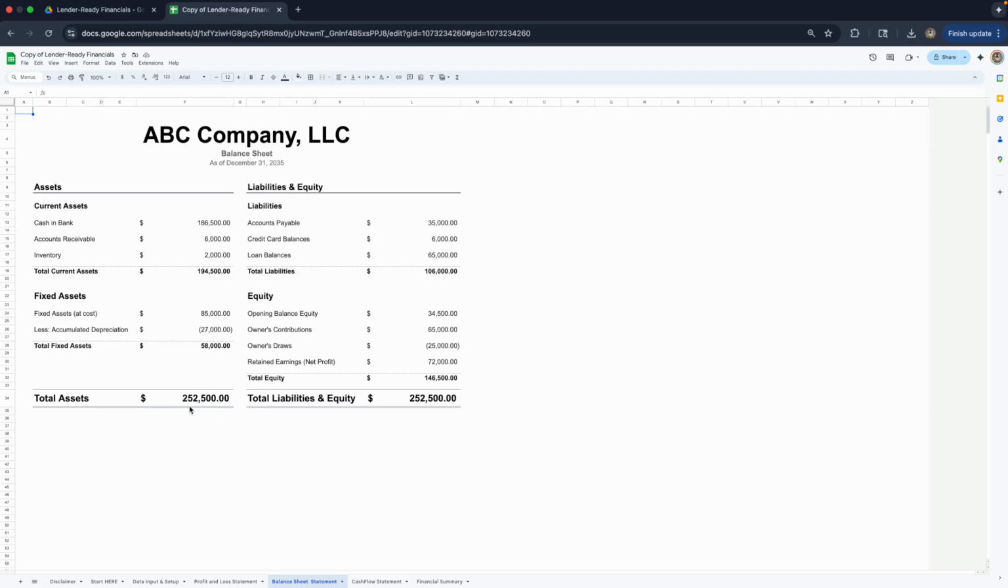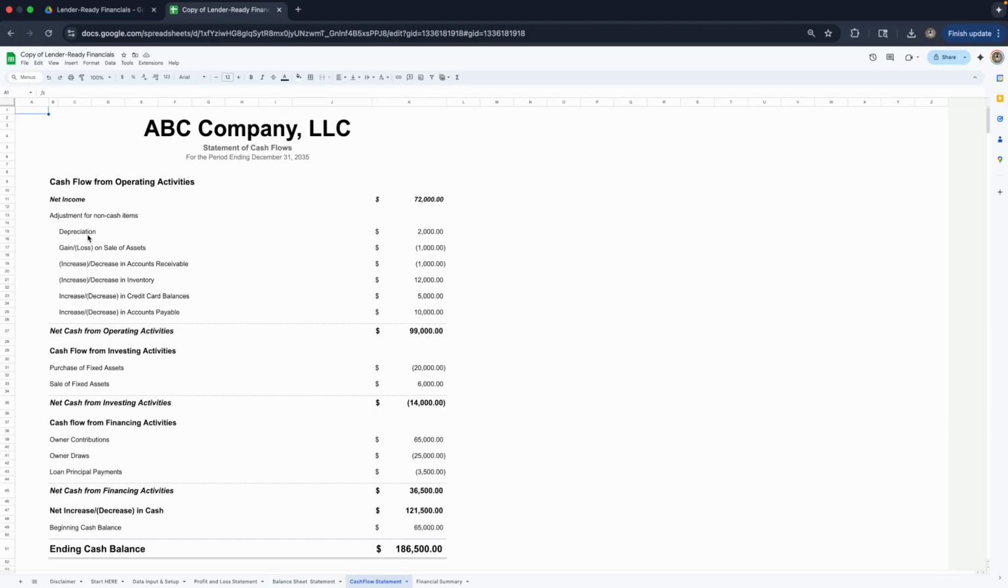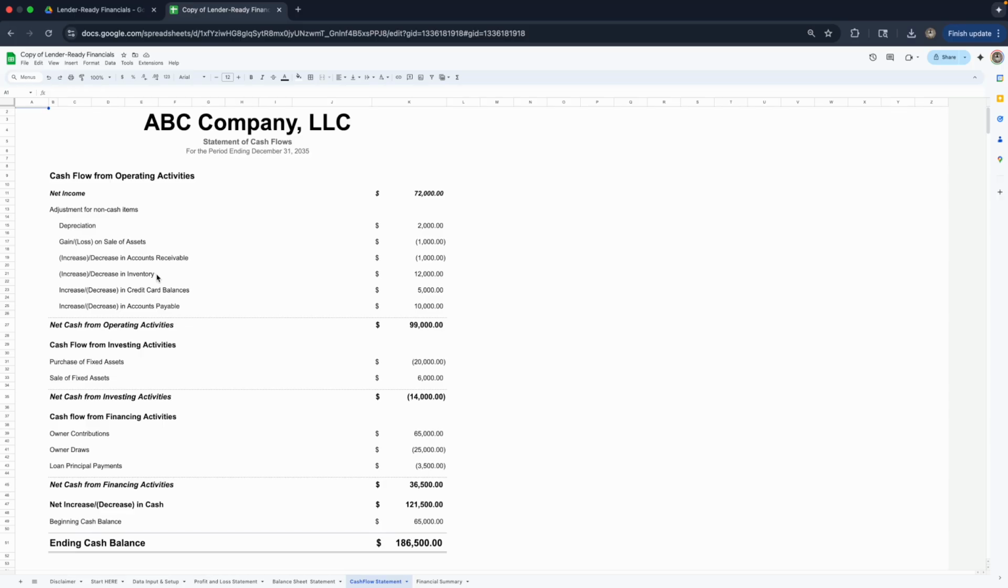Right, so you can see it's balanced, right? It's taking all your data and balancing that out. So you have total assets and total liabilities and equity, you're in balance. And cash flow, it'll give you this information. And also this cash flow piece is built out, you can see.